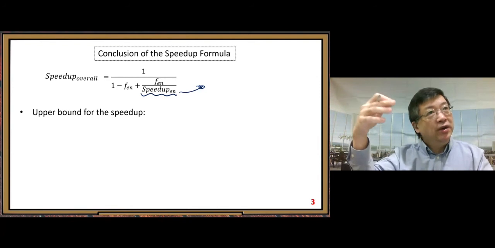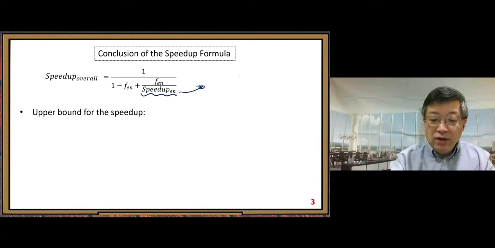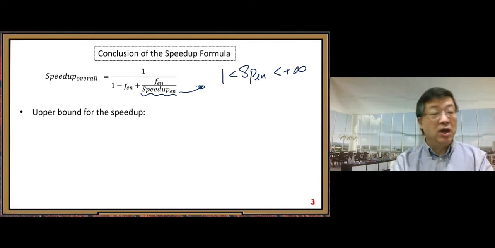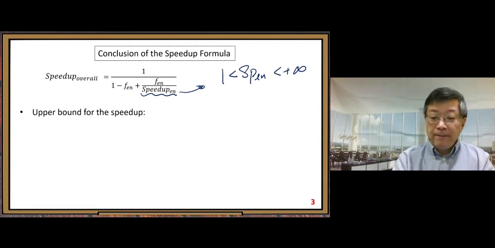Okay, here we don't know. We only know the local speed up. Let me just write simple: SP greater than 1, less than positive infinity, right? Because the upper bound we don't know. Could be any number, although realistically, it won't be close to infinity, right?